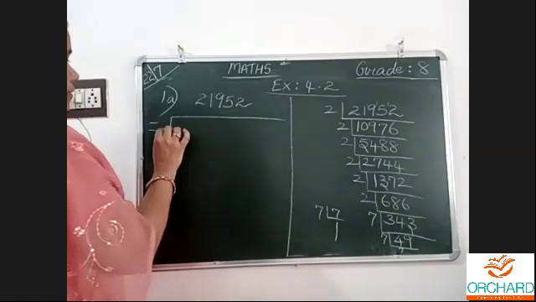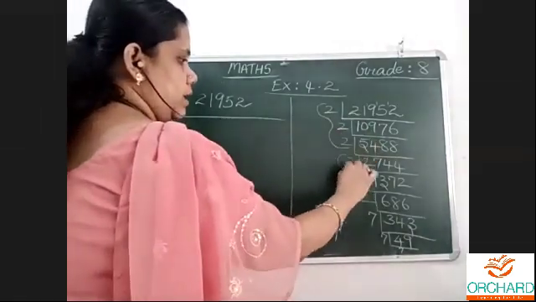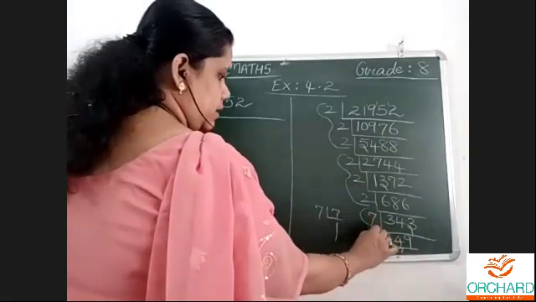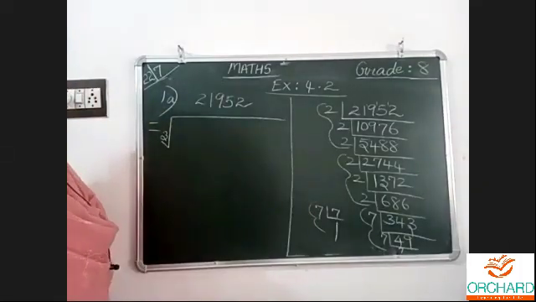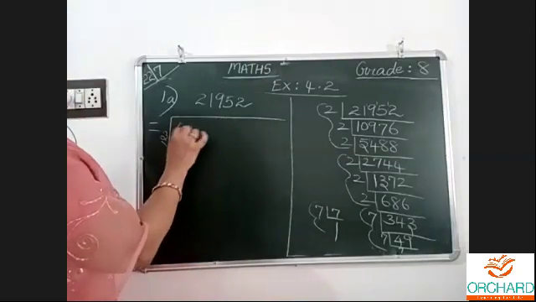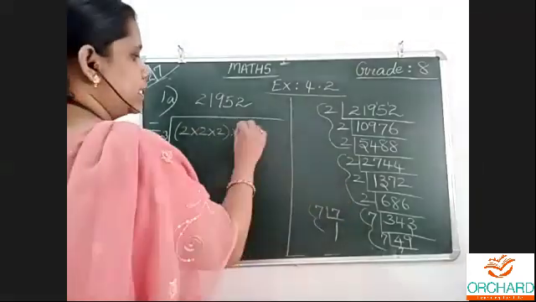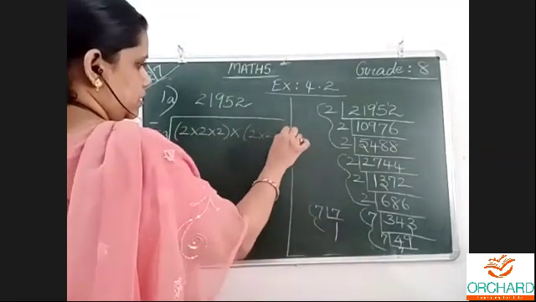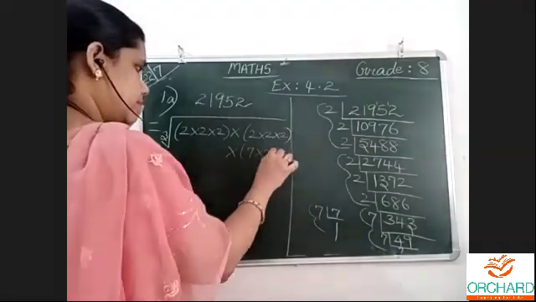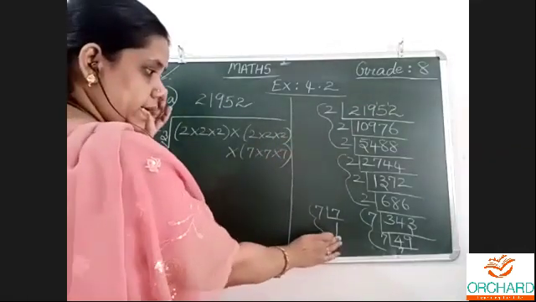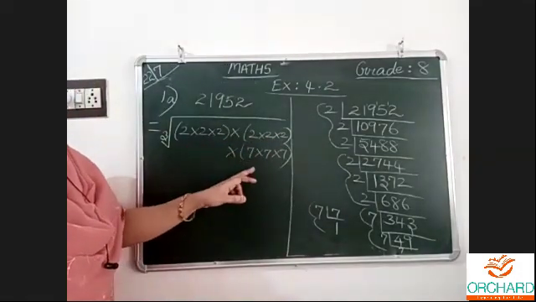Cube root of this, 3 is a must. 1 2 3, this 3. 1 2 3, this 3. 1 2 3, this 7. These all will come together. If I write like this, it is easy. So we are making a group. Cube roots: 2 2 2, 7 7 7. 1 no need to write. So 2 2 2 2 2 2 3 7 7 7.